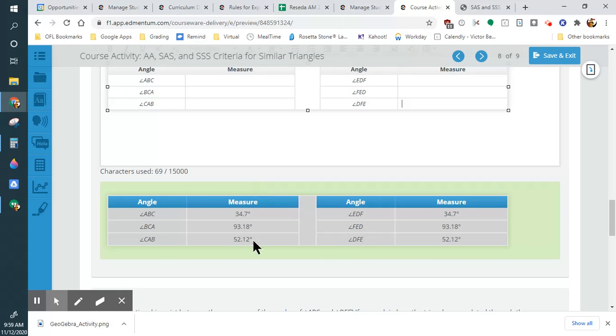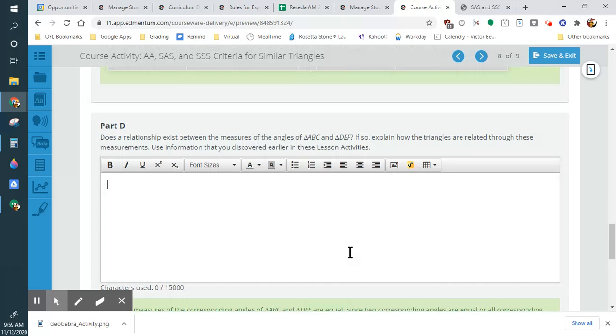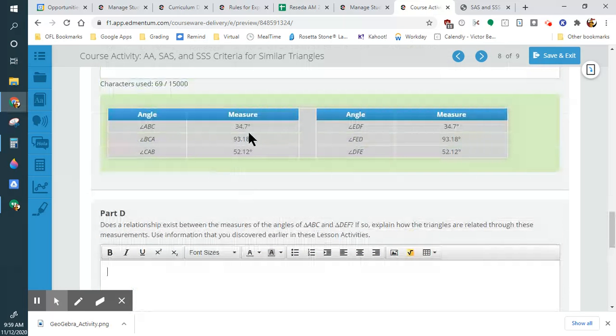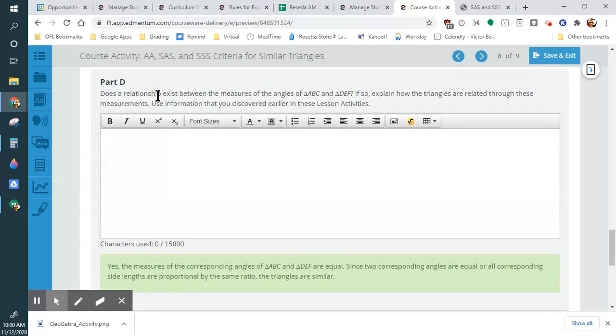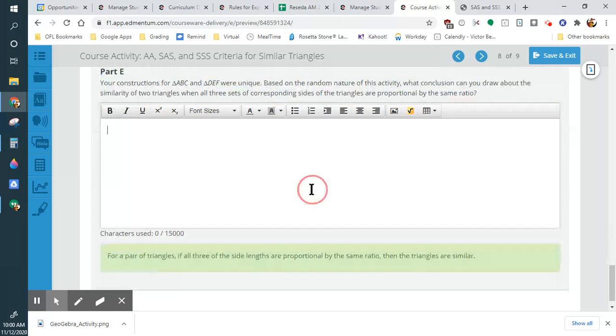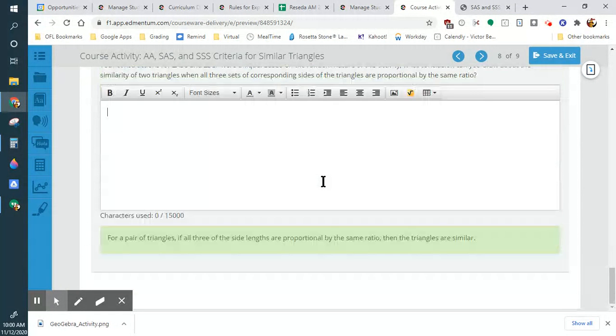But, oh, this is bad. Don't copy their sample answer because it's wrong. Because this angle should match up with this one. They have it out of order. It's very weird how they did it. Is there a relationship? Because all the angles are congruent and the sides are proportional, yeah, they're similar. Does the side ratio work for all of them? Well, yeah, because we created a random triangle and it worked.